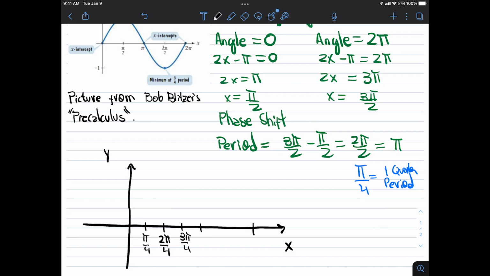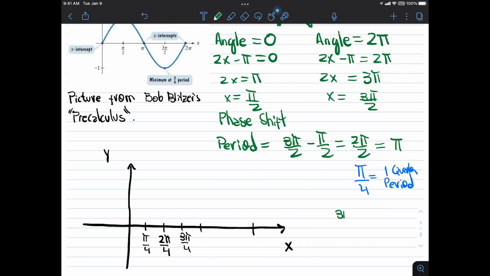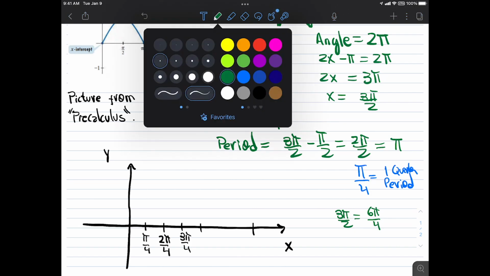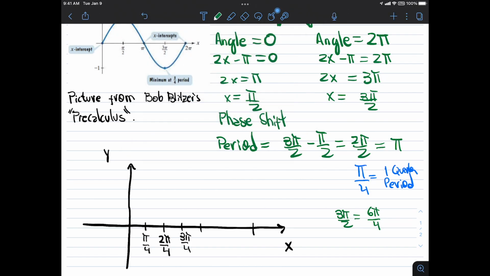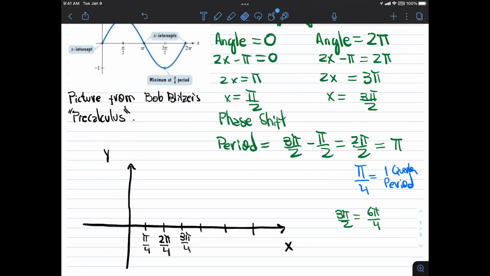So how many markings until I get to 3 pi over 2, right? So notice that 3 pi over 2 is the same as 6 pi over 4. So I need 6 markings to get to the end of my period. So 1, 2, 3, 4, 5, and 6.